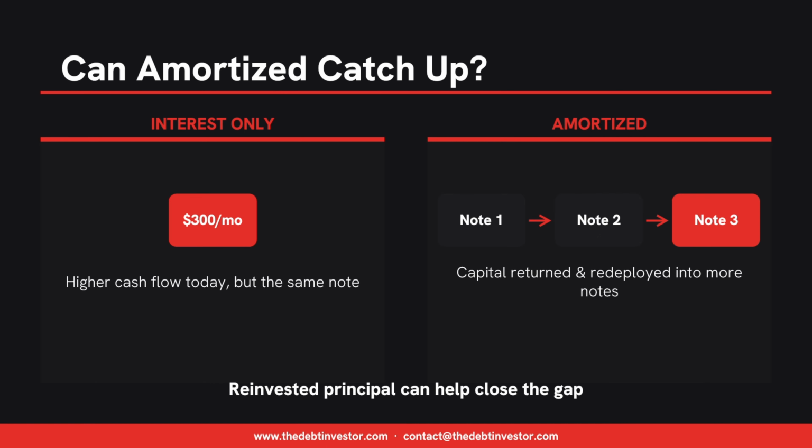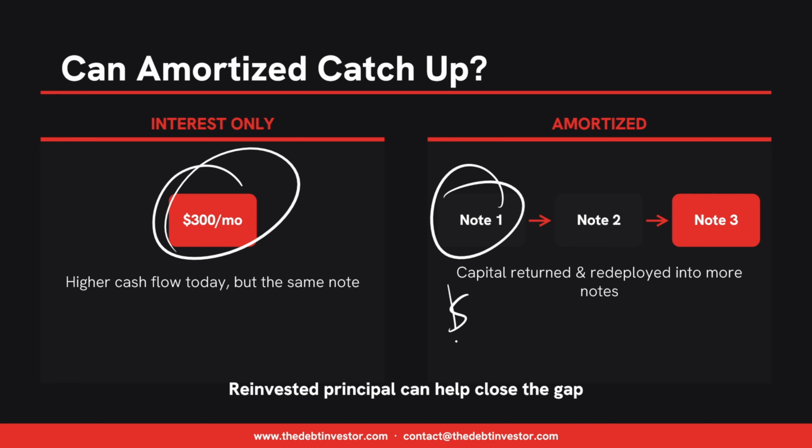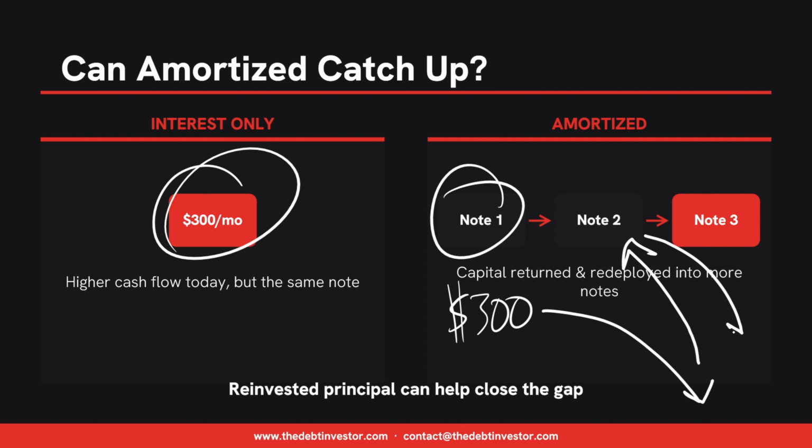So can amortized catch up with the returns of interest only? Absolutely, right? This one over here, you get $300 a month. It's interest only. And then your first note paid you $300 in interest month one, but then every month after it declines, right? Because the balance declines. But you take this and deploy it into another note and the same thing happens. So you still get the same 12% throughout both, or 8% or 10% or whatever it might be. The only difference with amortized is you get your money back and you take risk off the table.